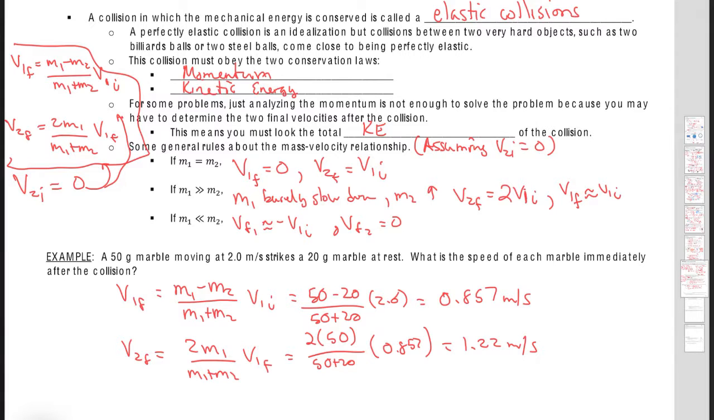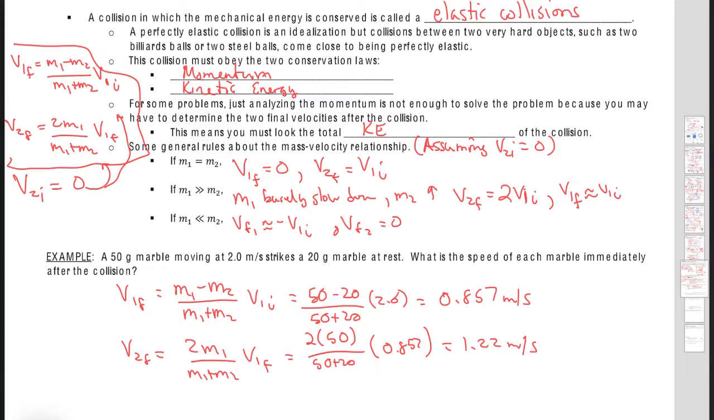I do want to show you a cool trick, a relationship between the velocities. I apologize, I'm not going to do it now; I'll do a video on that later.